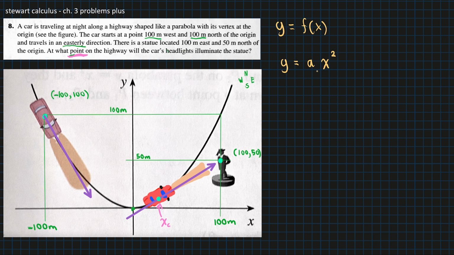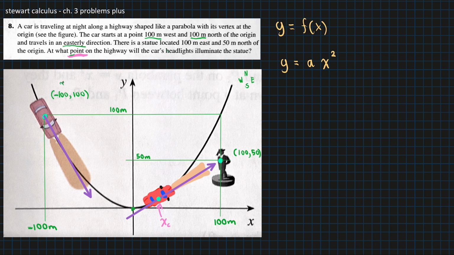So how do we find what our a is? Because that's a constant, we need to find that. Well, we can just plug in some point on this parabola that we already know. Do we see a point like that? Well, we can't use this point because it's not on our parabola, but we can use this point because we know the car travels along the parabola and it starts here. So let's do that. Let's plug in the point negative 100, 100.